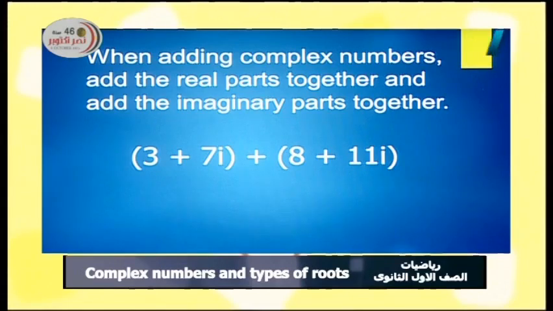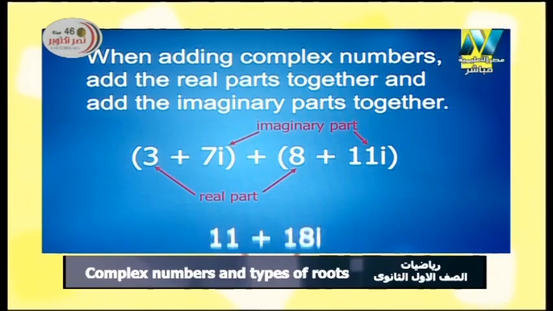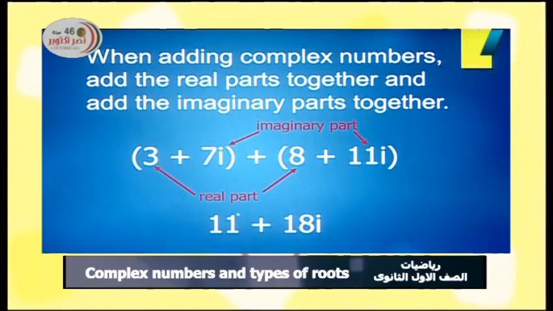So if we have this number 3 plus 7i plus 8 plus 11i, we will add 3 with 8. Why? Because they are the real parts or real numbers. Yes. And we add 7 with 11. Why? Because they are imaginary parts. So the answer will be 11 plus 18i. We add 3 plus 8 first equals 11. Then 7 plus 11 equals 18. Let's go to the second one.